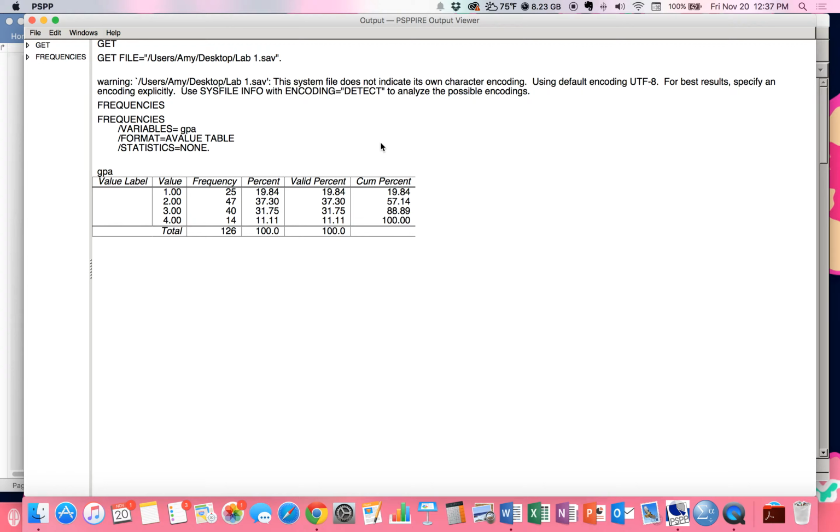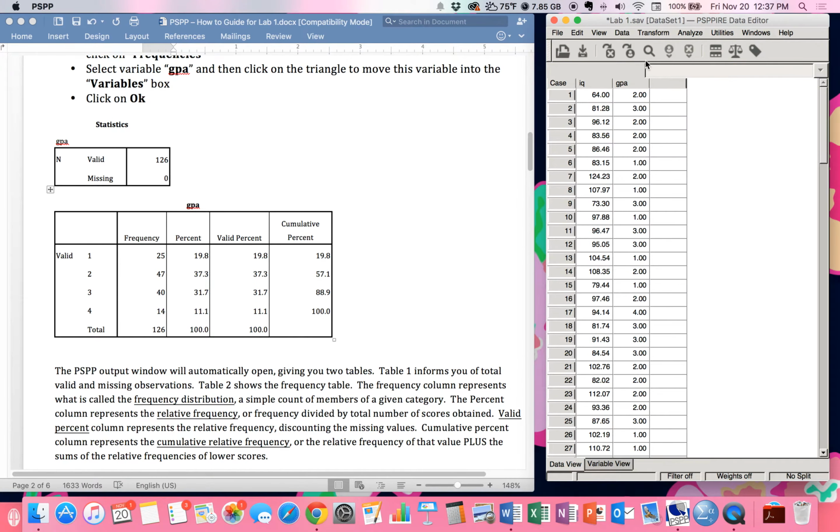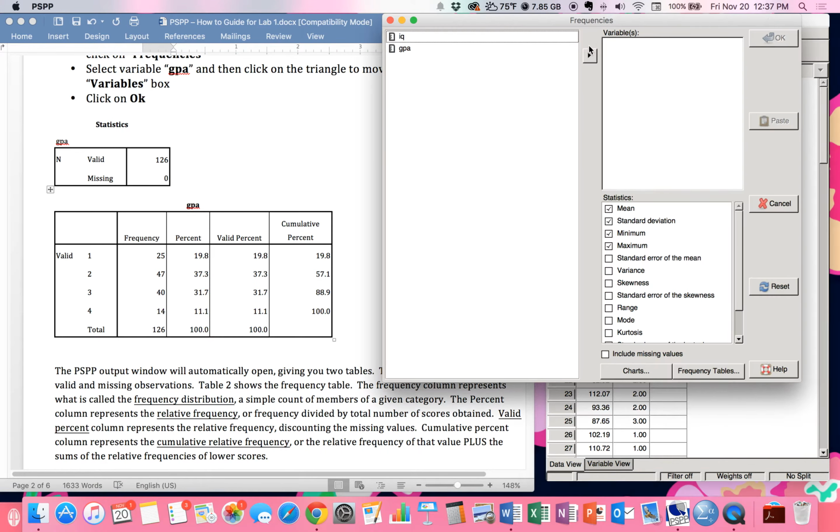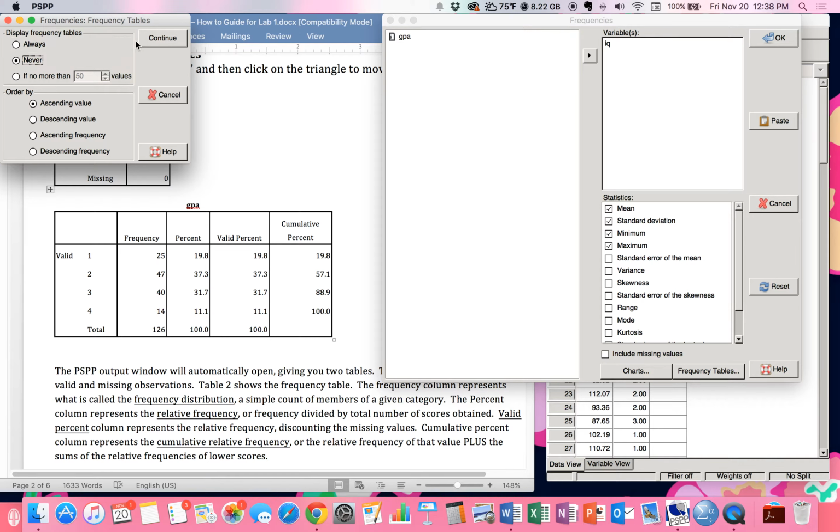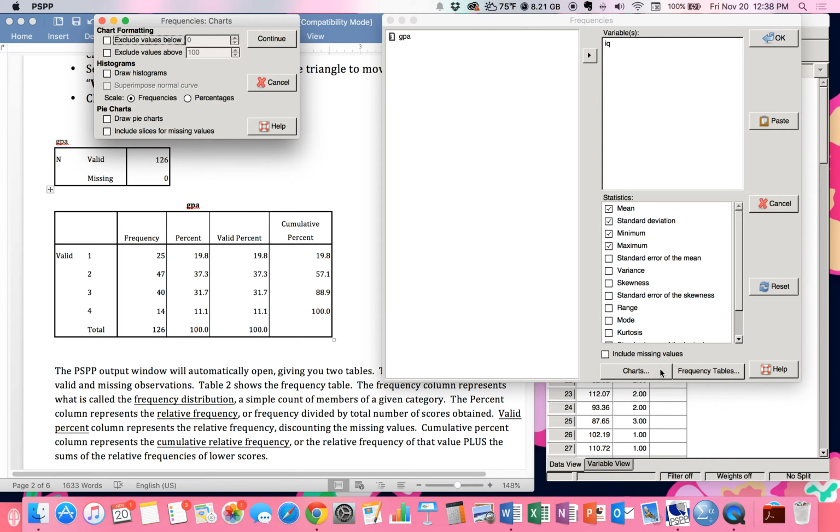Now, it was a good thing that we got a frequency distribution table for GPA because there are only 4 values. For IQ, we might think that there are a lot more possible values. So if we had gotten a frequency distribution table, it would have been giant. So I could have gone under descriptives, frequencies, and then if I wanted to do GPA, or IQ, I could move it over into this box. And then for frequency tables, I could say never, continue. But I could say, hey, I want to see a picture of my data, so let's draw a histogram and superimpose a normal curve. Click continue.